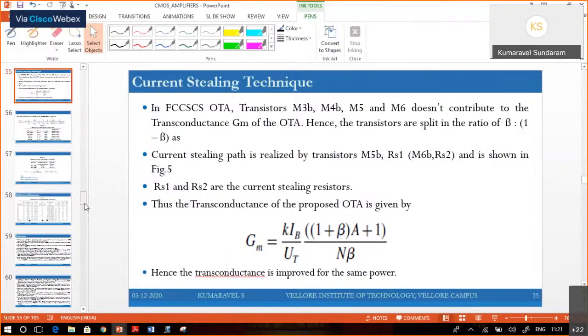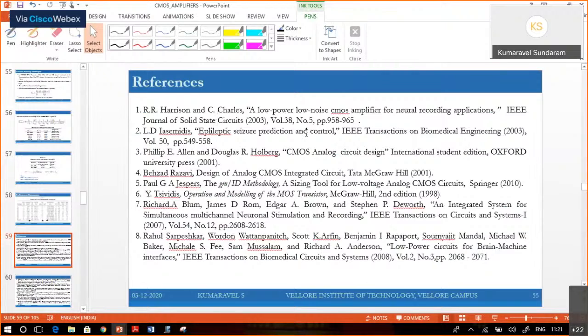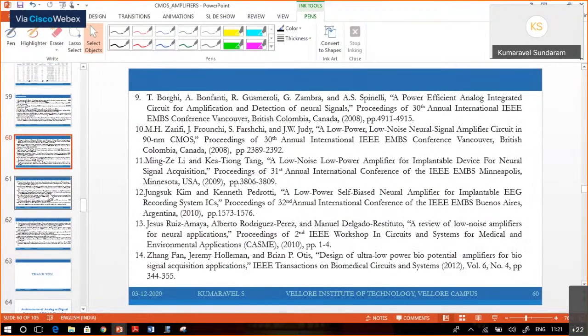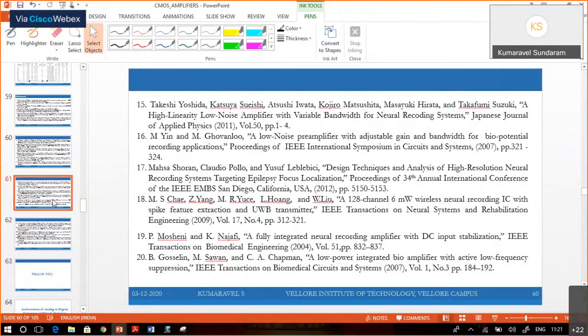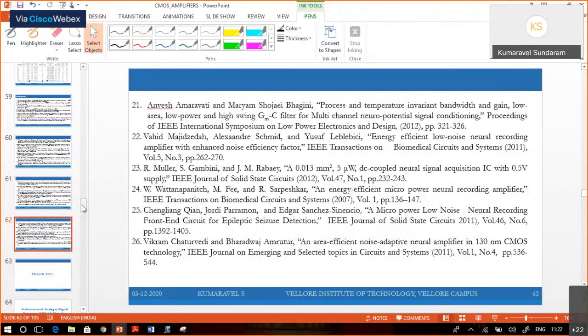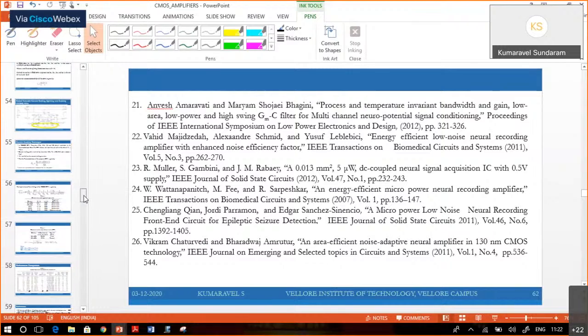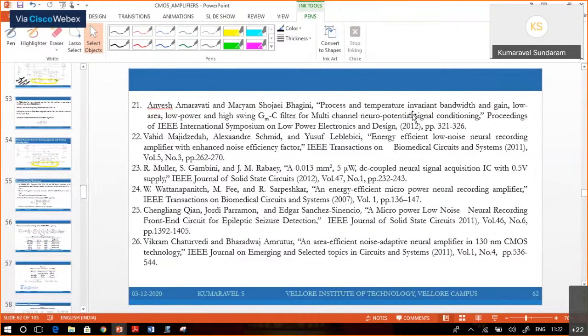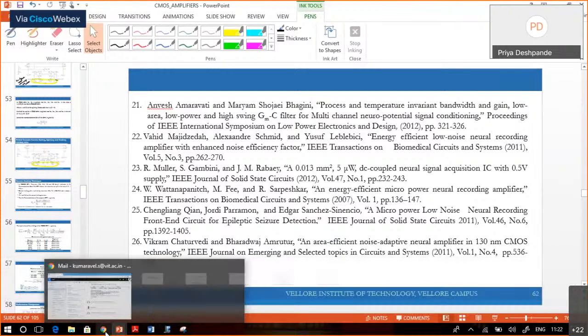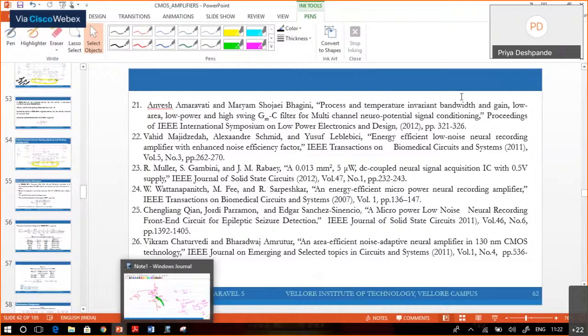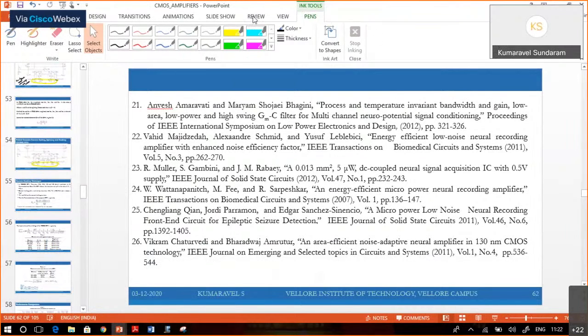And these are all my references. Maybe you can ask queries for 5 minutes. Any queries? Yeah, participants can unmute and ask the queries, or they can write in the chat box.